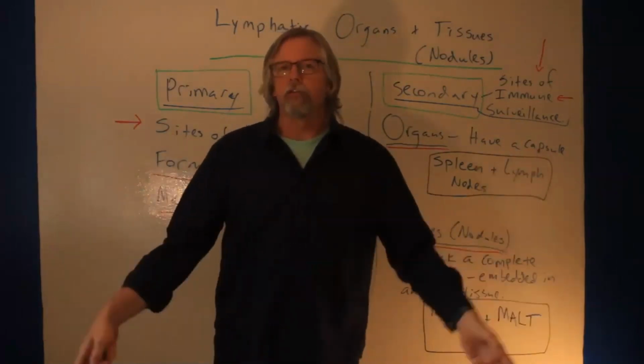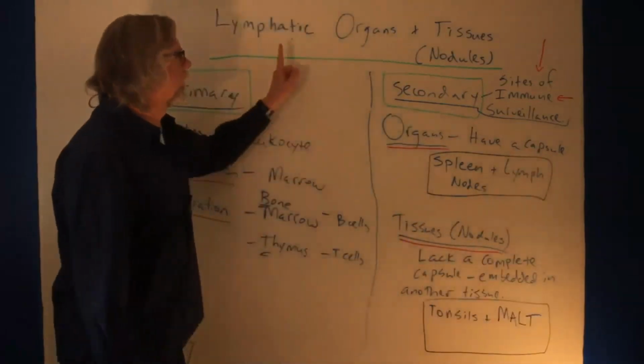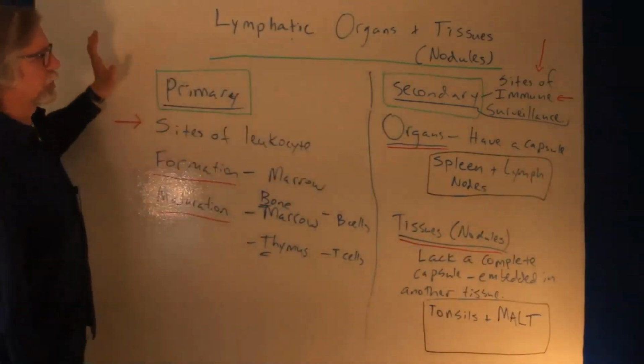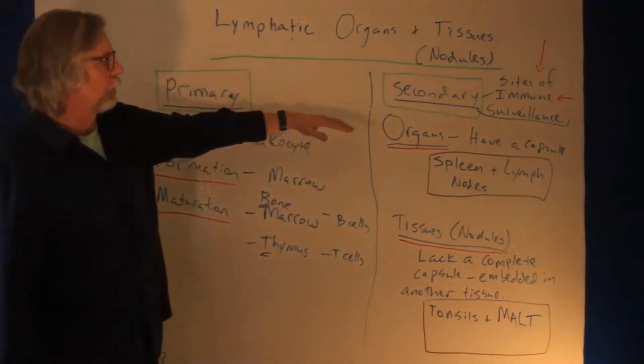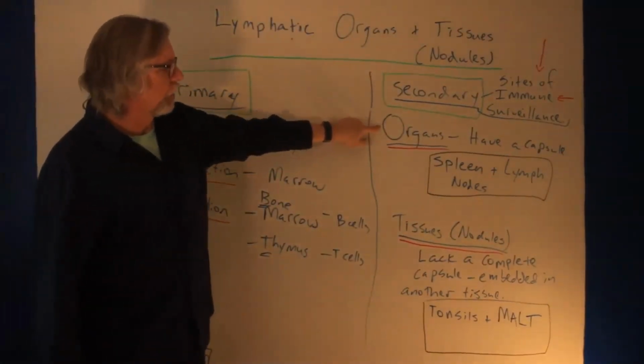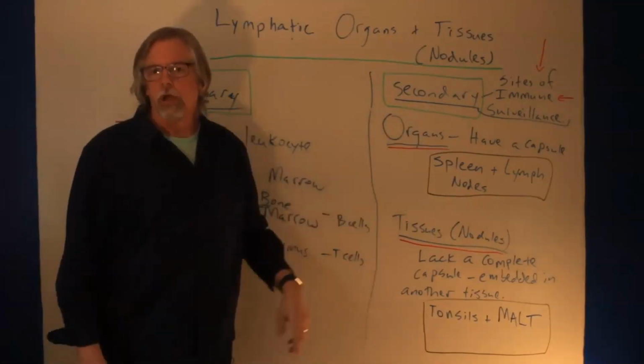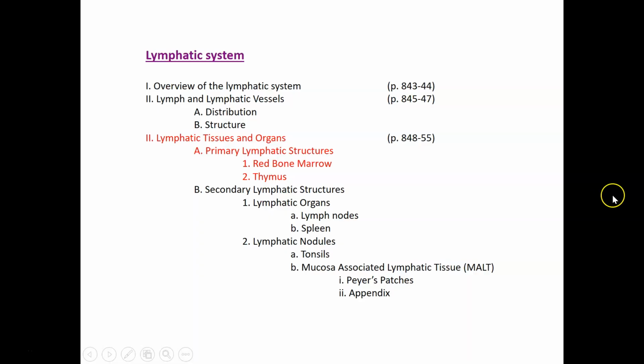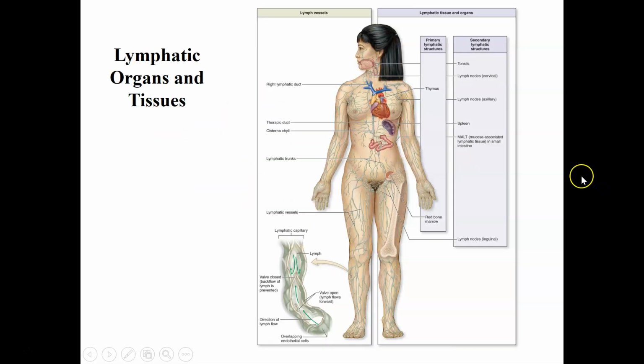All right, so that's an overview of lymphatic organs and tissues, the difference between primary and secondary, and within the secondary, the difference between organs and tissues or nodules. All right, so that's an overview of the definitions that we'll be using and the classification of the different structures in the body. So let's take a look here on this slide, which shows those structures now.